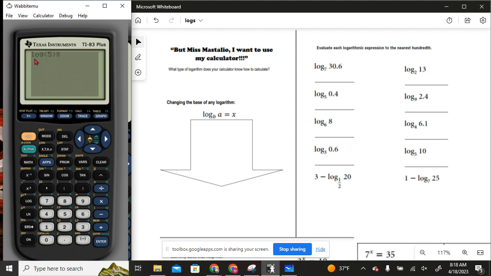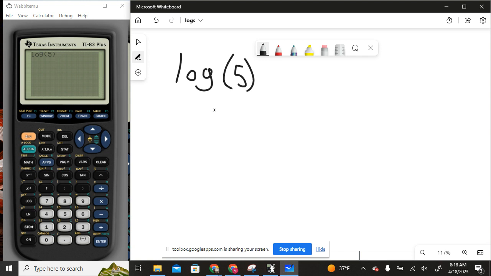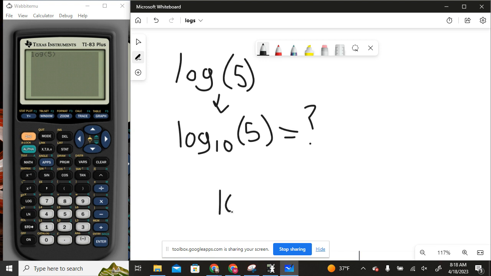So let's just rewrite it. If I have log of 5, like how this is written, this is really saying log base 10 of 5. And now we're asking, what does it equal? Now, if you were going to deal with it, this is really in exponential form: 10 to our question mark power equals 5. Now, when you hit enter here, this will give us what that actual question mark is, the actual power.